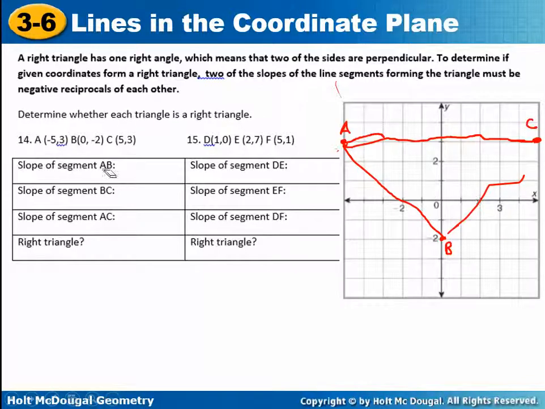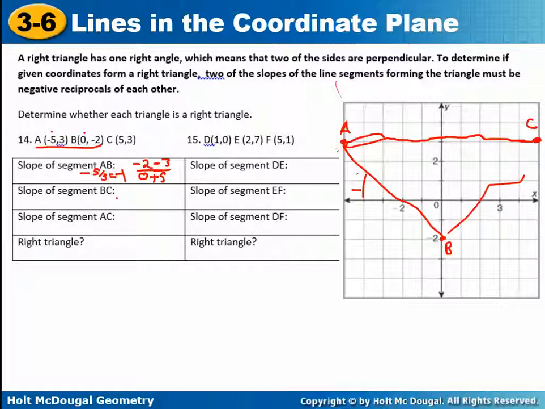So I'm going to determine the slope of segment AB. So the slope is found by taking y2 minus y1 over x2 minus x1. So that'd be 0 minus a negative 5, which is the same as 0 plus 5. So I would get a slope of negative 5 over 5, which is negative 1. That's this slope, negative 1.